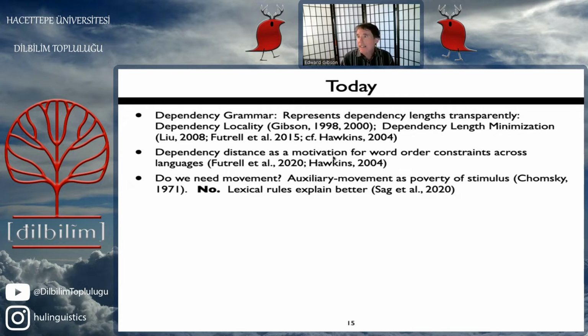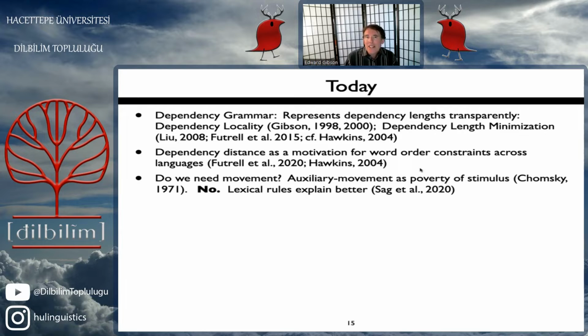Okay, so what I want to do today in the time I have, about 40 more minutes or something like that, I was going to give you these 3 sections and probably a couple more after that. First, I was going to tell you why I like dependency grammar: it represents dependency locality and dependency length minimization very directly. And then I'll tell you about some of the word order constraints across languages, a couple of these harmonic things which follow from dependency length minimization.